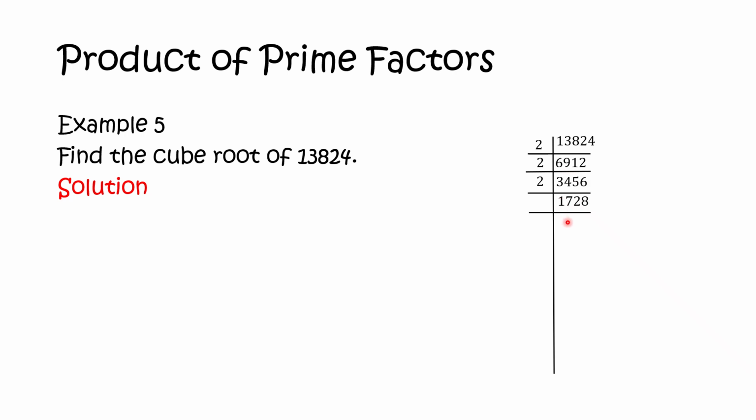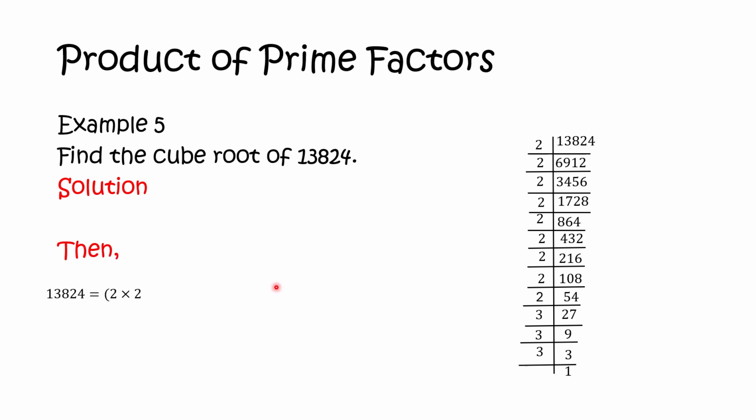3,456. By 2, 1,728. Divided by 2, 864. Divided by 2, 432. Divided by 2, 216. Divided by 2, 108. Divided by 2, 54. By 2, 27. This time around, we introduce the 3 because 2 is no longer a suitable prime factor. So 27 divided by 3, we get 9. By 3, we get 3. By 3, we get 1.